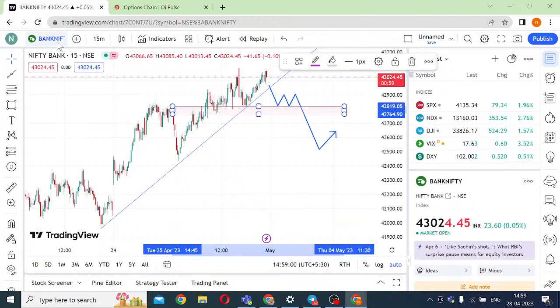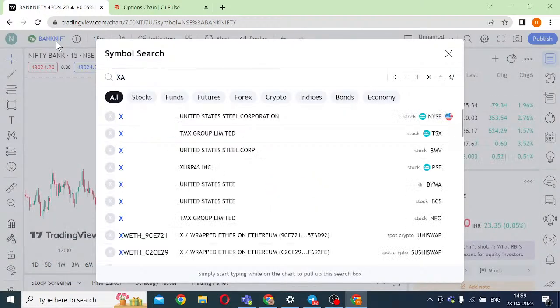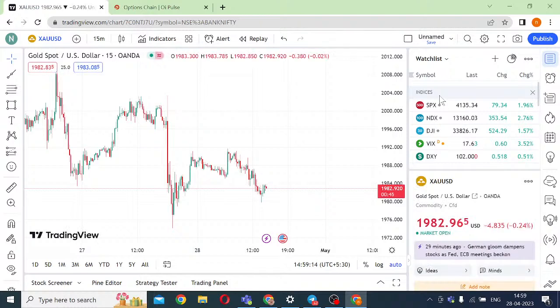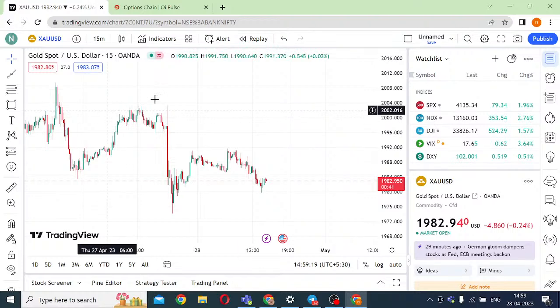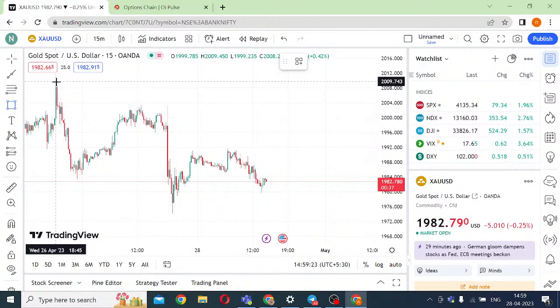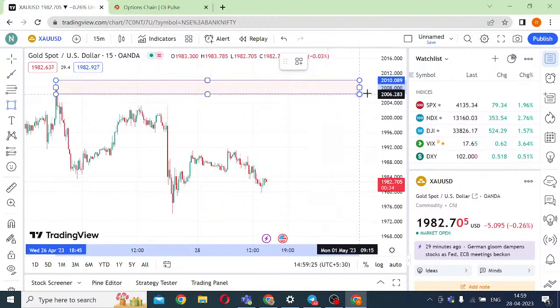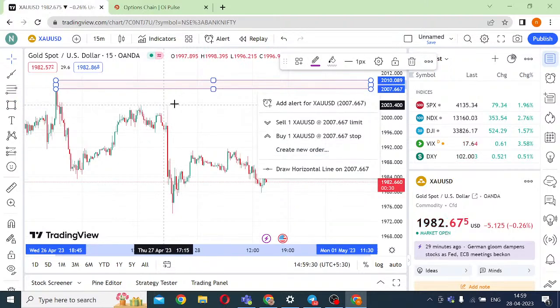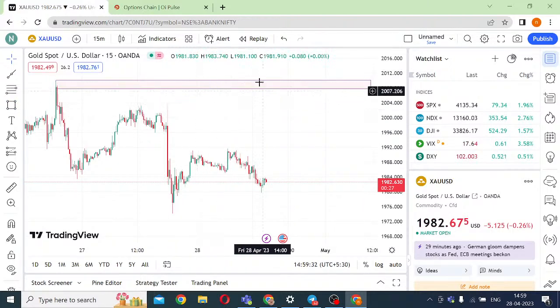Anyone up for gold analysis? Let me pick up the gold chart because that is something which is giving a very volatile move every day. So gold yesterday, I was anticipating a move till this level. The 2008 तक का मेरा expectation था, अगर ये 2008 पे आता I would have definitely gone short.